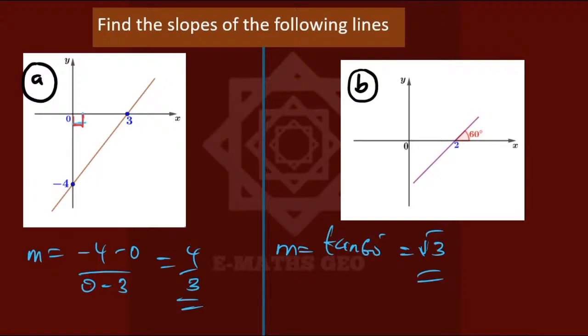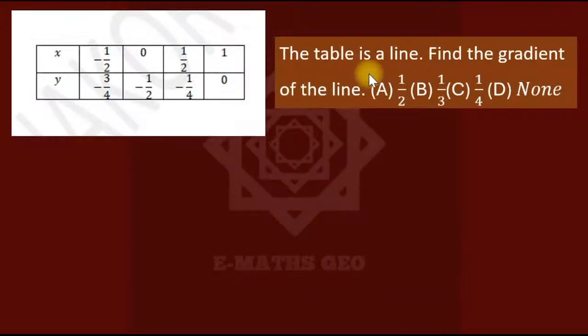Thank you. Here, the table is a line. Find the gradient of the line. We know that for you to get the gradient of a line, we need either 2 points or the angle made by that line with the x-axis. Since you have many points here, we choose only 2 points. The best points here are the ones with 0 coordinates. So I will choose this x1, this is y1, the corresponding value, this is x2, y2. That will make our solution very simple.